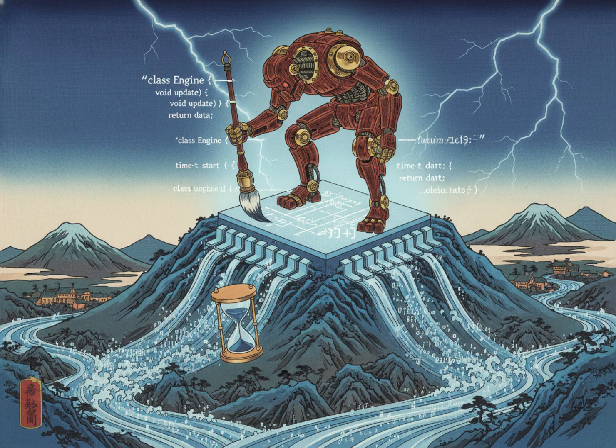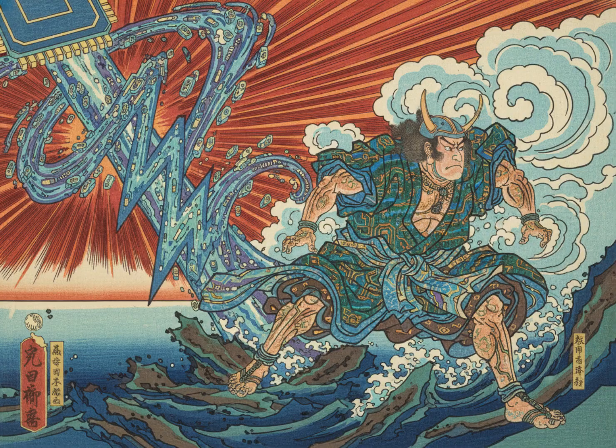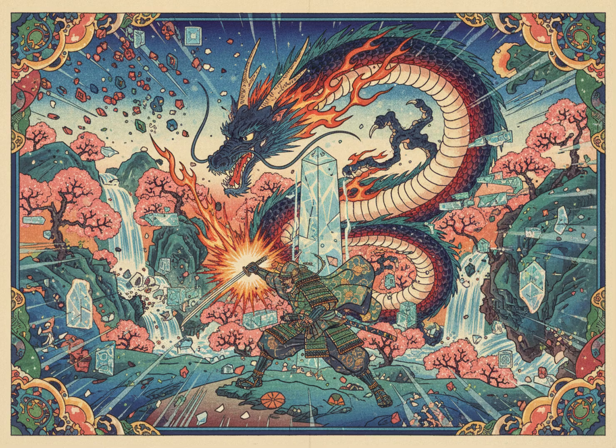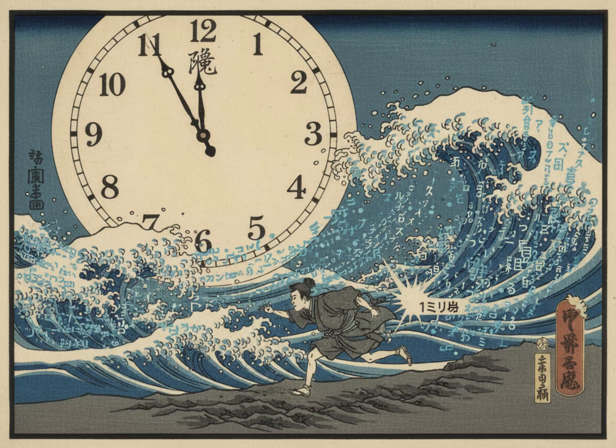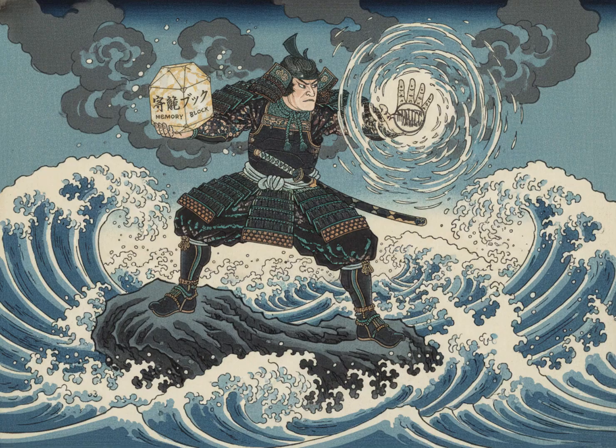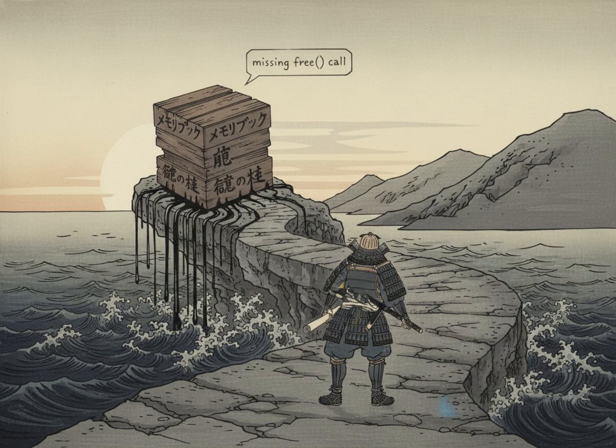So when would you use C or C++? When you need maximum performance. Game engines, operating systems, embedded devices, places where every millisecond counts and you need total control. But with great power comes great responsibility. Miss one free, memory leak. Use freed memory, crash.